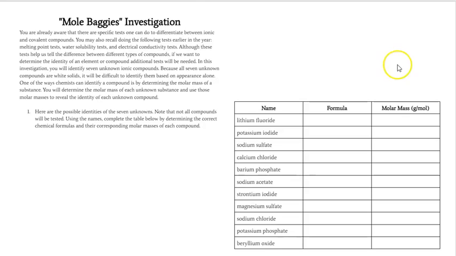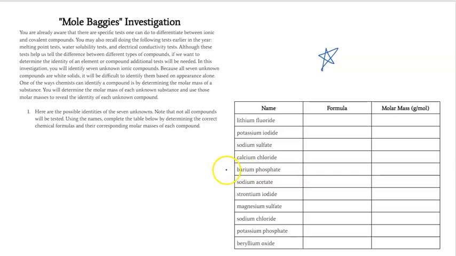But first we have to complete this table right here. This table is pretty straightforward. You've been practicing molar mass calculations for quite some time now, so this is a fairly simple process. It's also a review of how to write correct formulas. All we have to do is go through this table, identify the correct formula for the name listed, and then use the mass of the elements involved plus their subscripts like we've been doing all along.